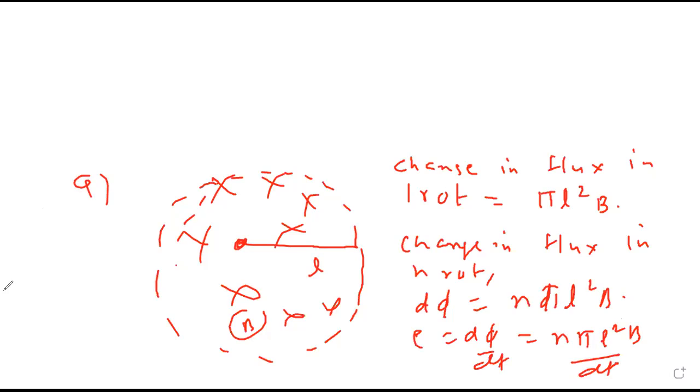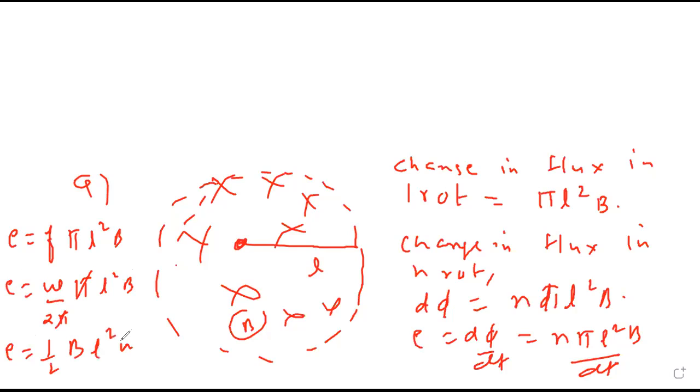What is the number of turns per unit time? Any name for that? Any physical quantity? Number of turns per unit time is called as what? I think frequency, number of turns per unit time. Yes sir. So it is frequency times pi L square B. Frequency is omega upon 2 pi, so with pi L square B, pi cancels. So it is half of B L square omega. So when rotated in a field, the EMF is half B L square omega.